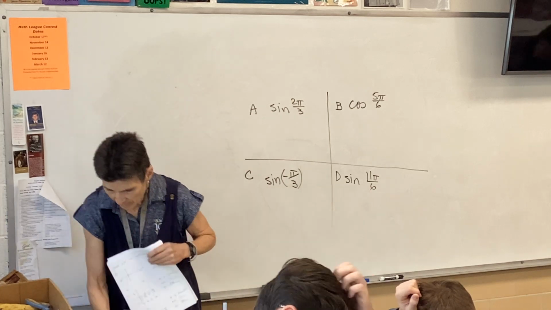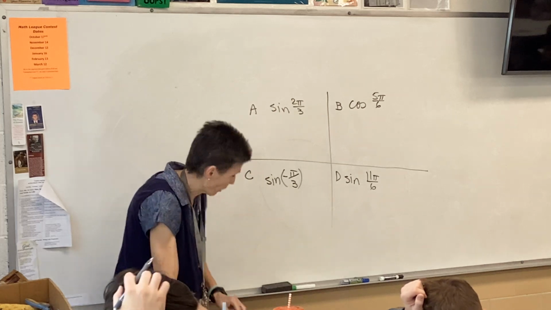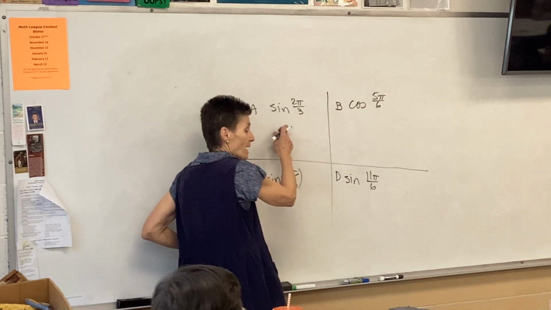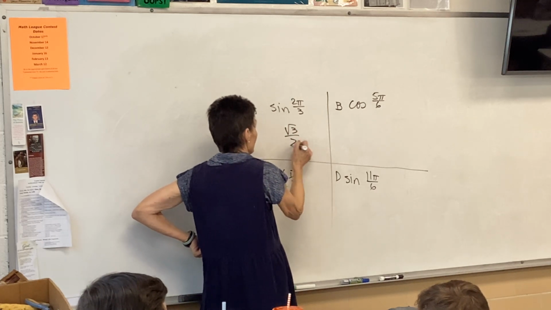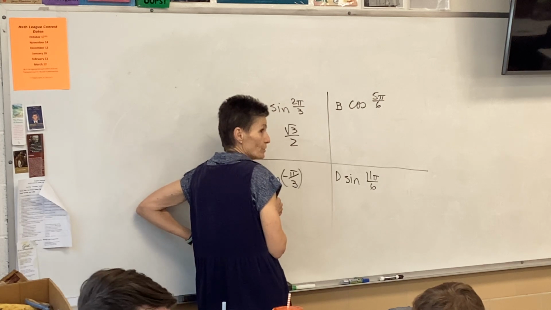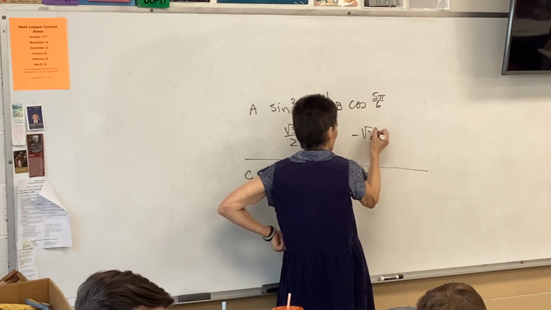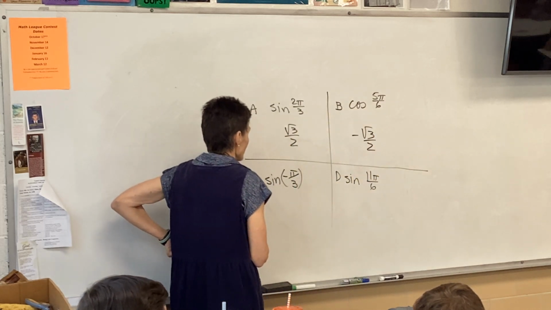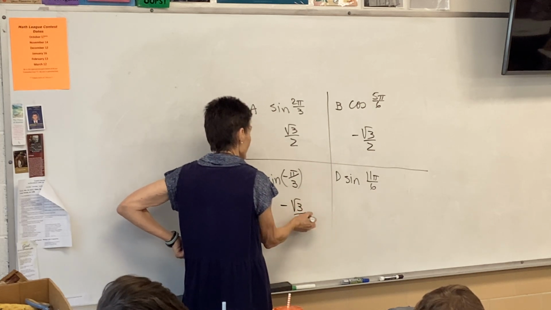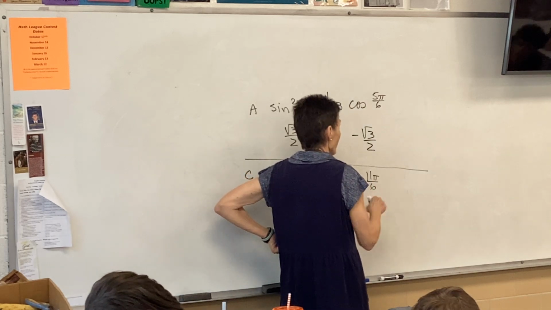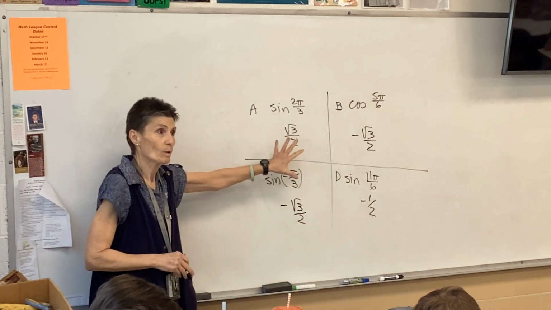All right, what did we come up with? First of all, what are the values here? What's the sine of 2 pi over 3? Root 3 over 2. What's the cosine of 5 pi over 6? Negative root 3 over 2. How about the sine of negative pi over 3? Negative root 3 over 2. And the sine of 11 pi over 6? Anybody have a question about any of those numbers?